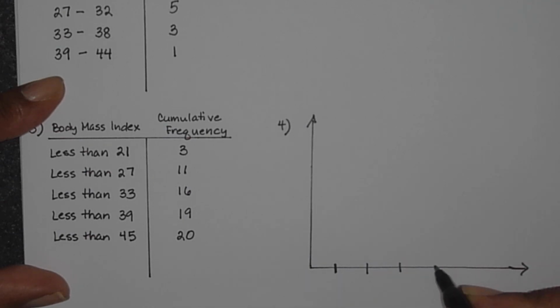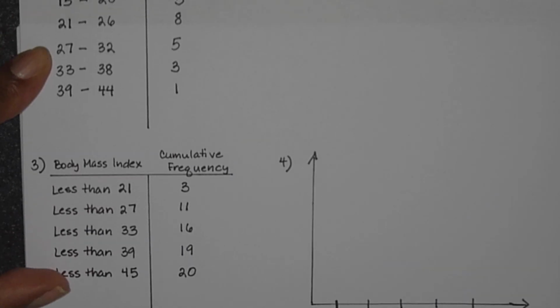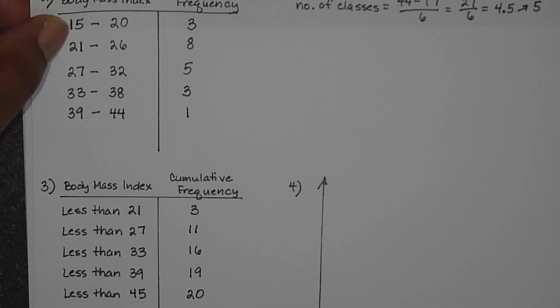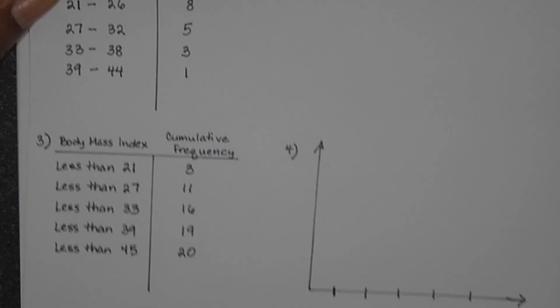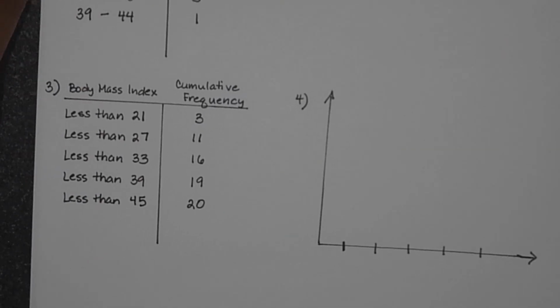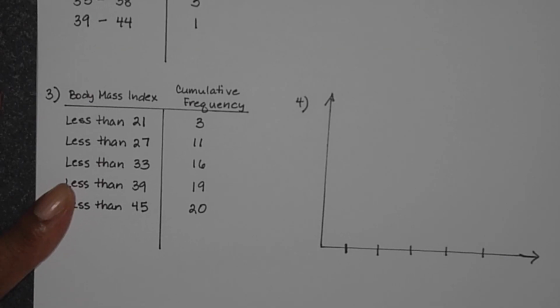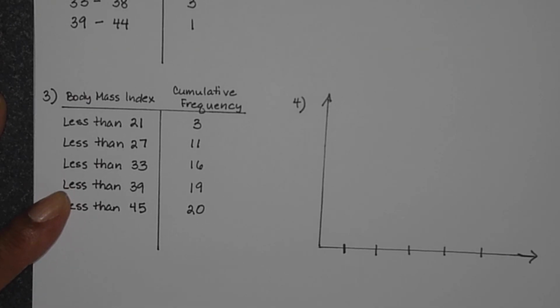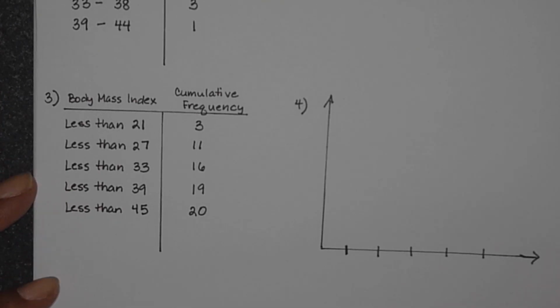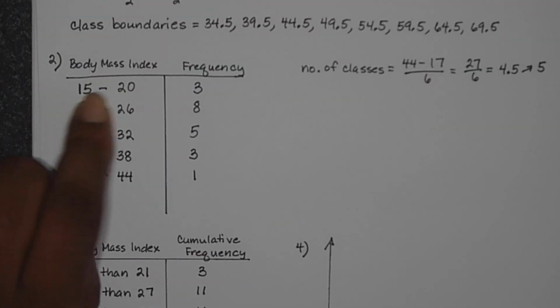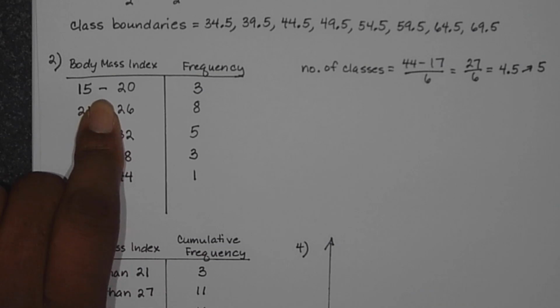And of course, there are 5 classes. Now, from 15 to 20, that's the first. Let's find out what that class midpoint is going to be. To find that out, we take the lower and the upper class limit, add those two together, and divide by 2. That would give you your class midpoint.